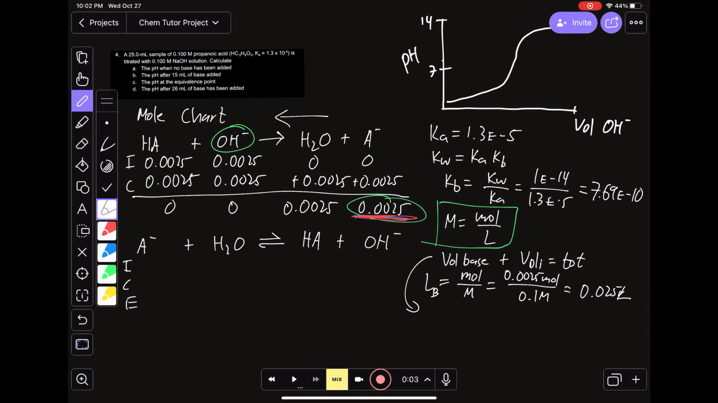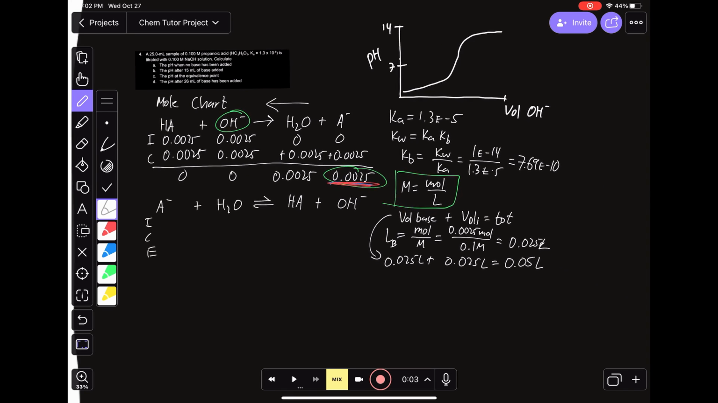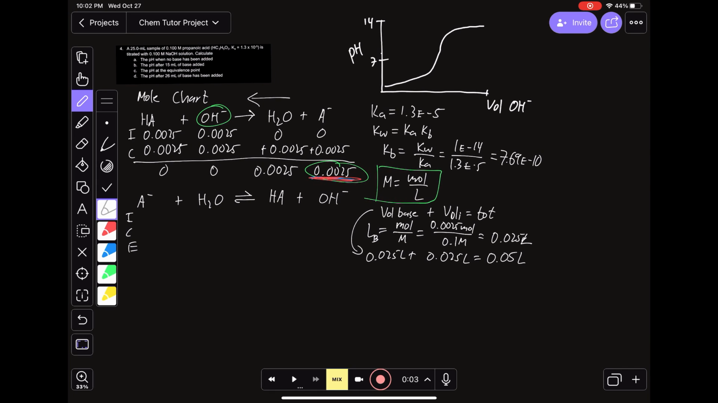So plugging that into here, we have 0.025 liter plus volume initial. Volume initial is also 0.025 liters, as given right here in the equation in the problem. So that means our total volume is 0.05 liter. Okay, I have to zoom out. I'm starting to run out of space.